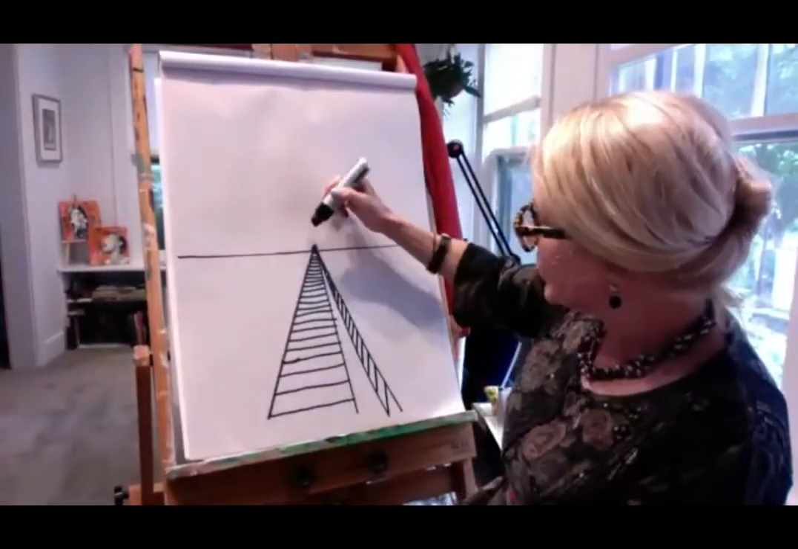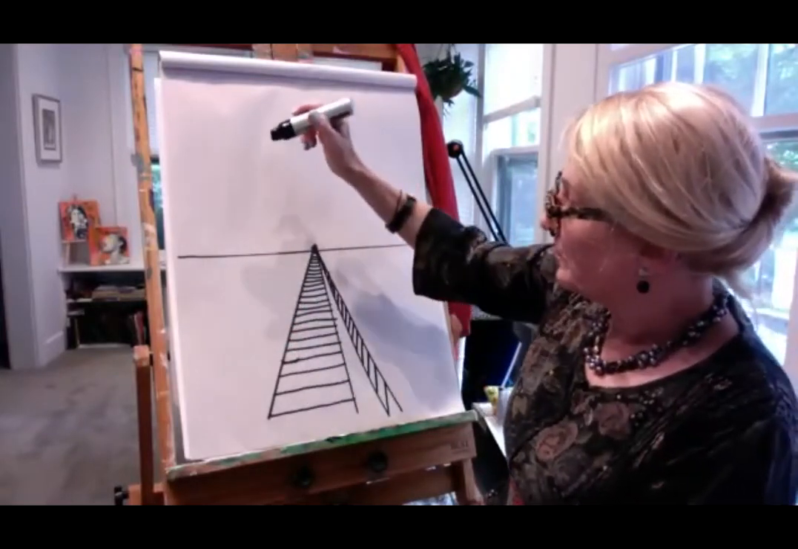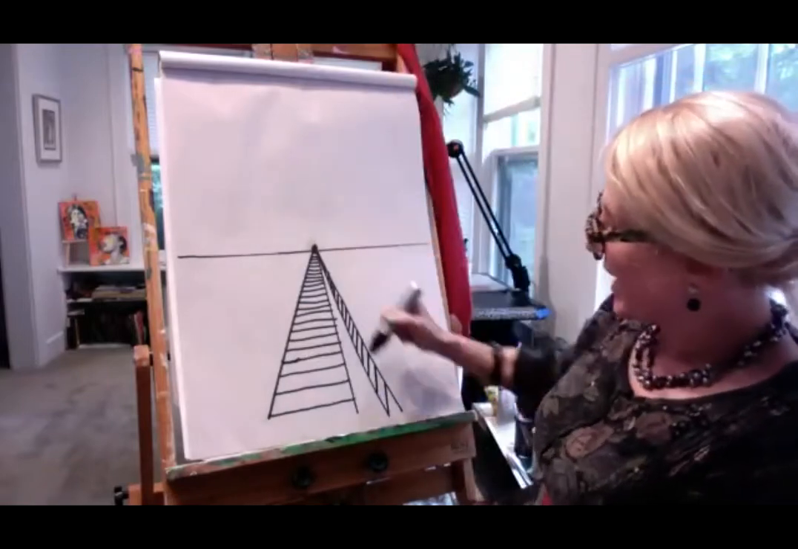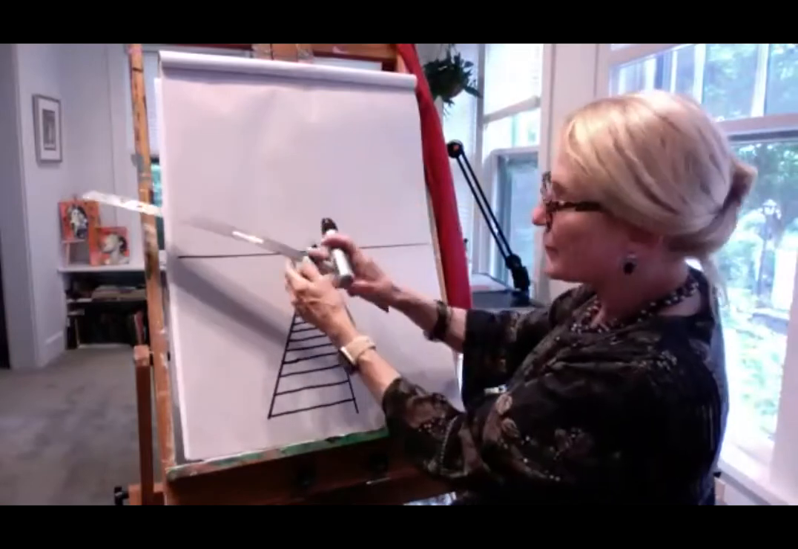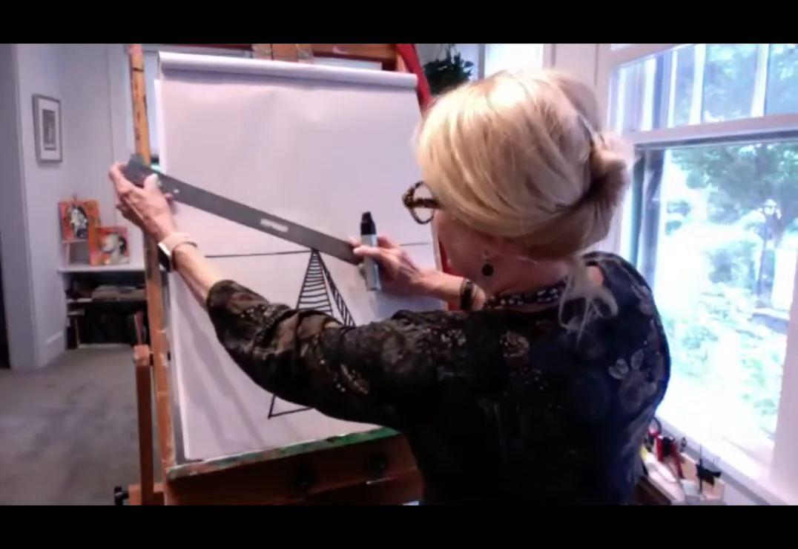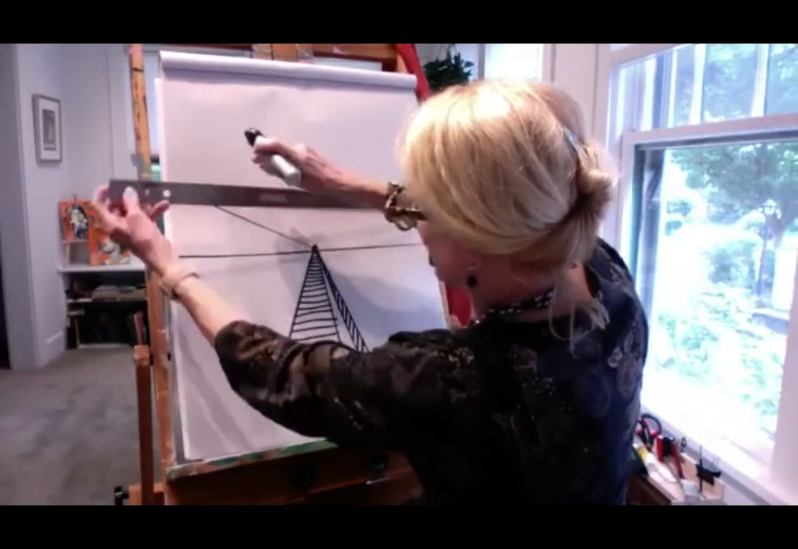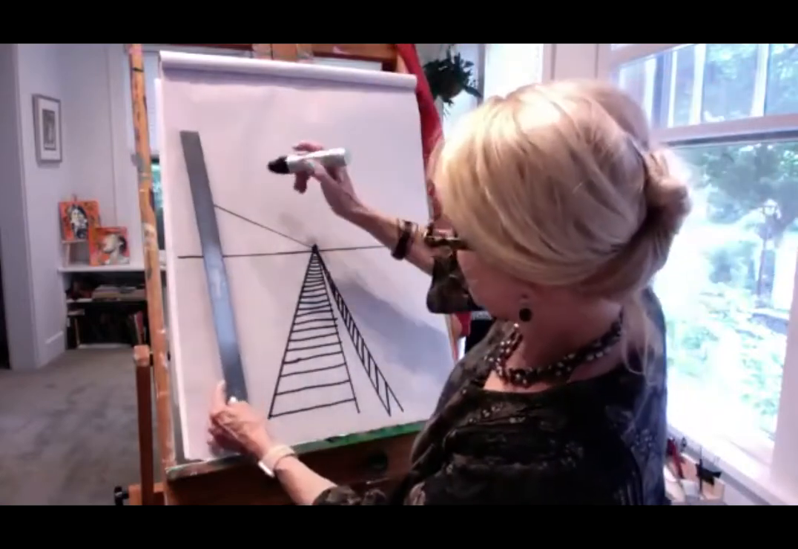Okay, if you were to have really tall telephone poles, because this fence is kind of low, our telephone poles, if they're really tall, might come up this way because they're really high up in the sky.